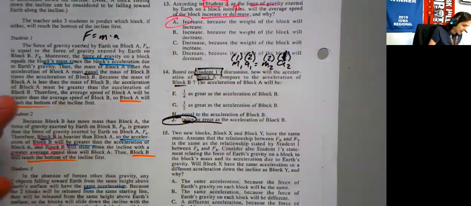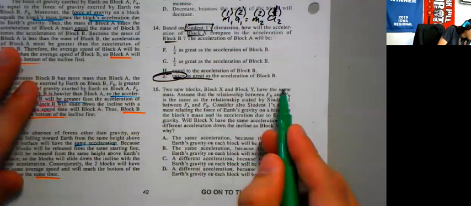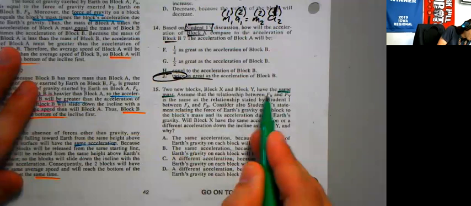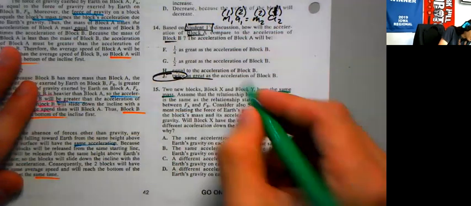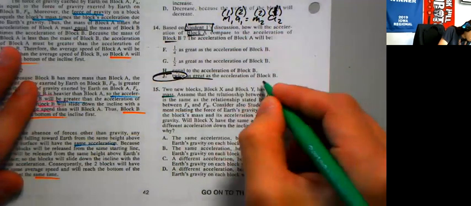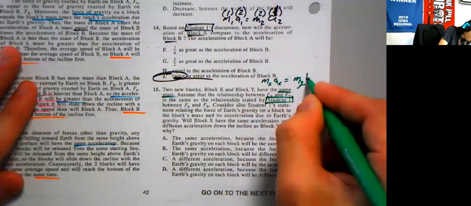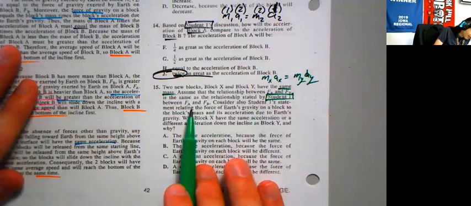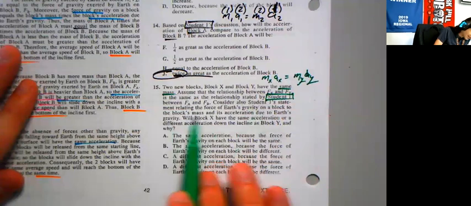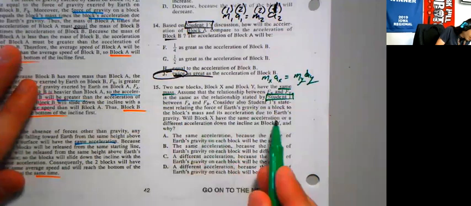Okay. Number 15. Two new blocks, X and Y, have the same mass. Assume the relationship between FX and FY is the same as the relationship by student 1. So again, that's MX AX equals MY AY. Consider also student 1's statement relating the force of Earth's gravity on a block to the block's mass and its acceleration due to Earth's gravity. Will block X have the same acceleration or a different acceleration down the incline as block Y?